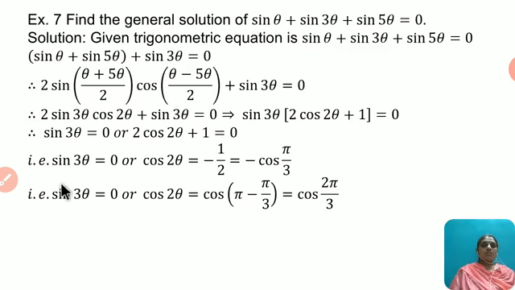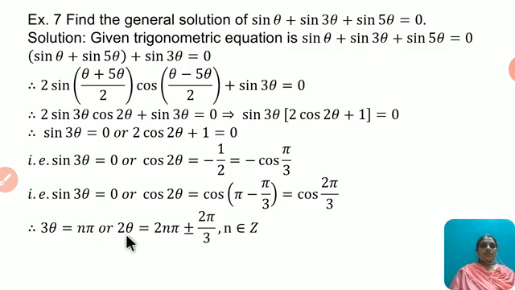Now the general solution for the first trigonometric equation, that is sin 3 theta is equal to 0, is 3 theta is equal to n pi. And we use here the theorem for cos theta is equal to cos alpha, which gives 2n pi plus or minus alpha. Here theta is 2 theta and alpha is 2 pi by 3. And therefore 3 theta is equal to n pi or 2 theta is equal to 2n pi plus or minus 2 pi by 3, where n belongs to Z.